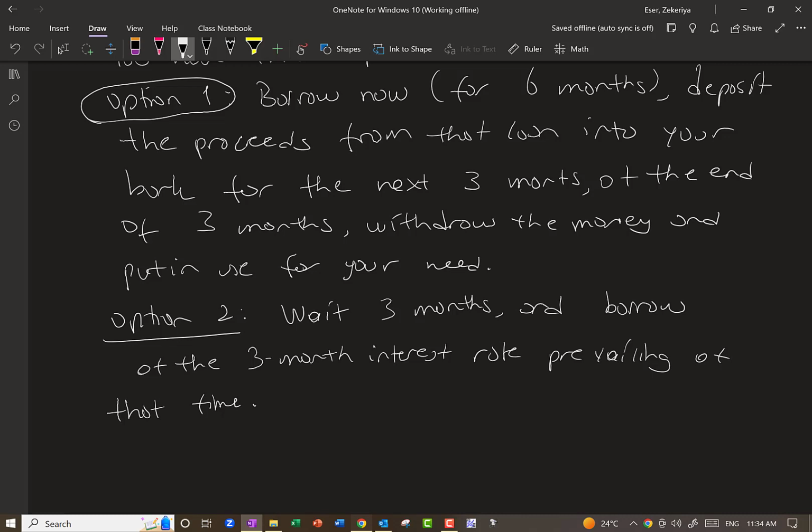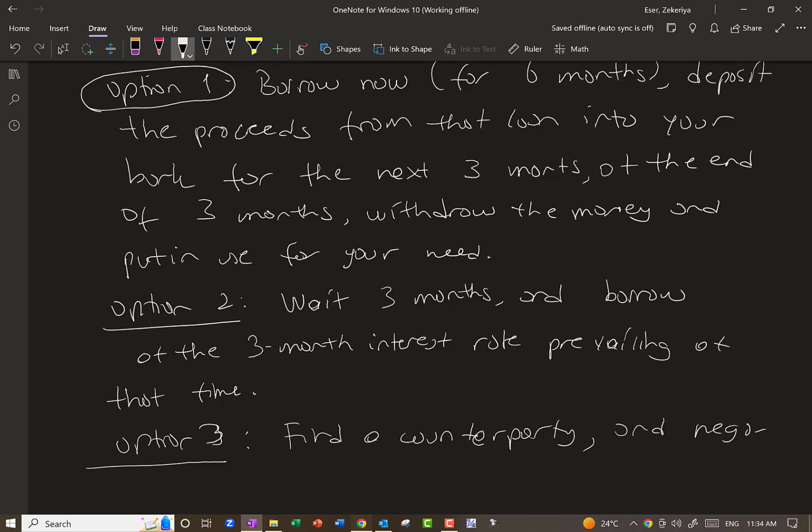Option three, this is where financial engineering comes in. This is not a new product, but find a counterparty, typically a bank, and negotiate a rate for the 3-month loan that will start 3 months from now.